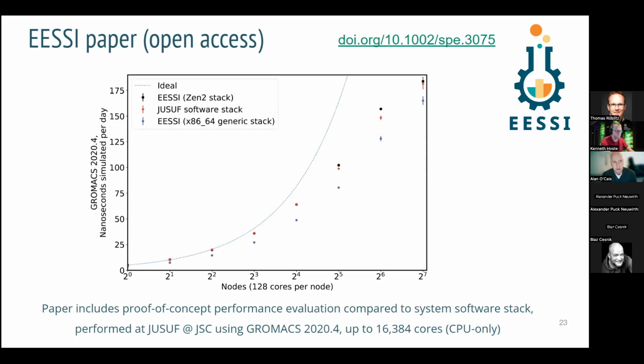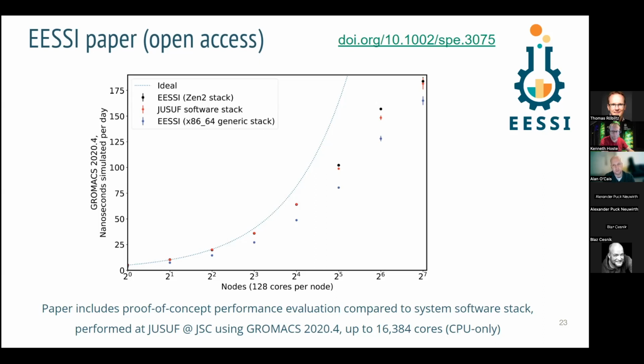That's good, but how does it compare to the software stack that is actually available already on HPC systems? So we did this experiment at quite a large scale, up to 16,000 cores on the USEF system at Jülich Supercomputing Center. So a Zen 2 system that was available at Jülich. This is from a couple of years ago, but the principle remains the same.